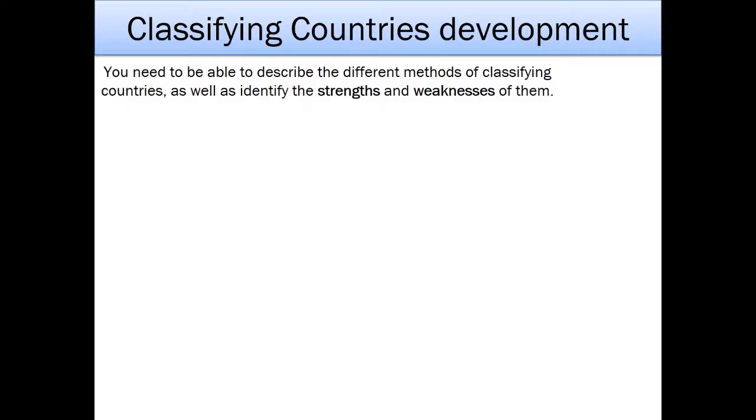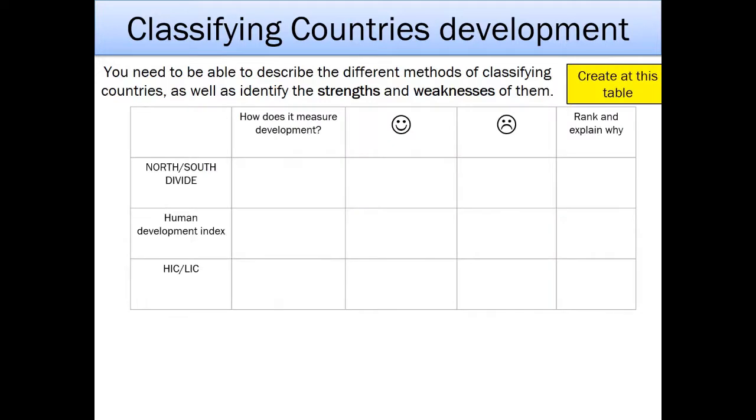Now, before I go on to the task, I want you to quickly create the following table. So for each section, you need at least 2 or 3 lines so you've got enough space to write the information down. So can you just quickly create the following table, please? Pause the video now while you do this.